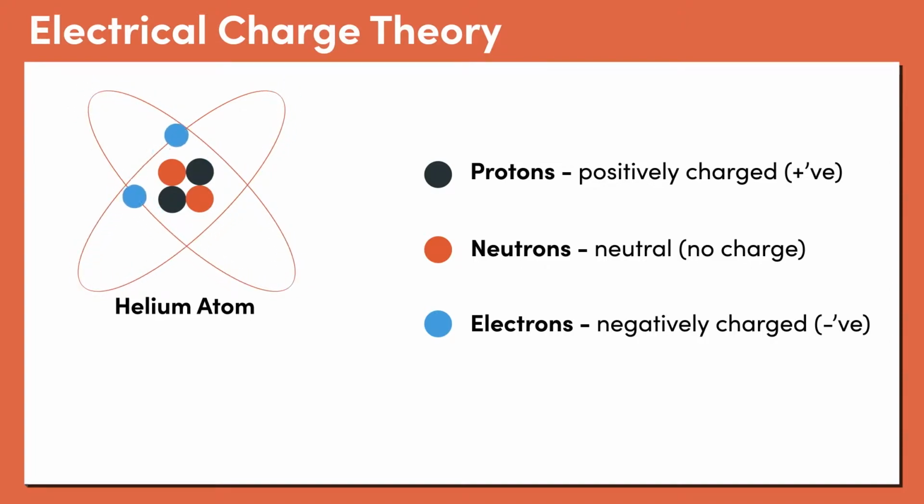In this case, there are 2 electrons, and those electrons are attracted to the nucleus. This attraction is because the electrons have a negative charge, whilst the protons have a positive charge.